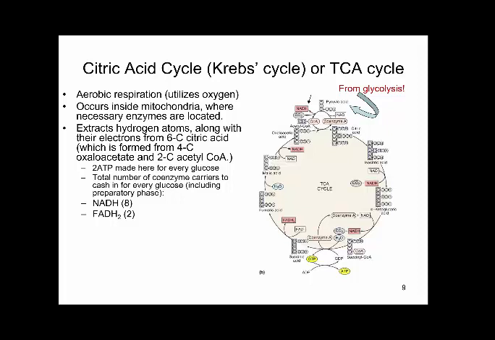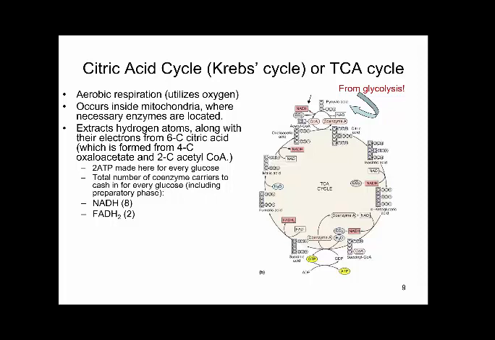This acetyl-CoA can now bind to a 4-carbon molecule called oxaloacetate, shown over here on the left. 4 carbons plus 2 will give us 6 carbons. And now we go from one step to the next through the TCA cycle. Do not memorize every step.